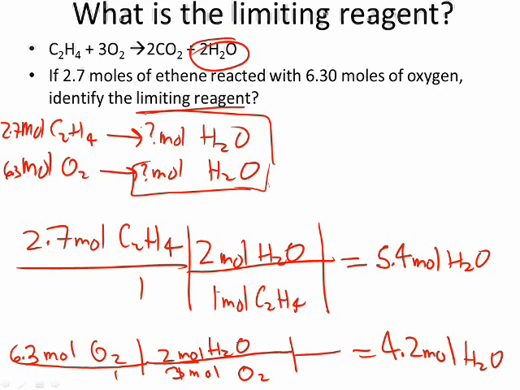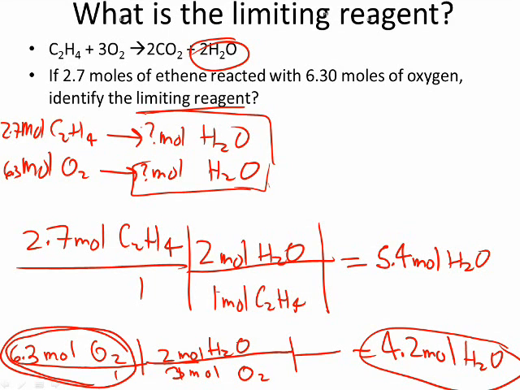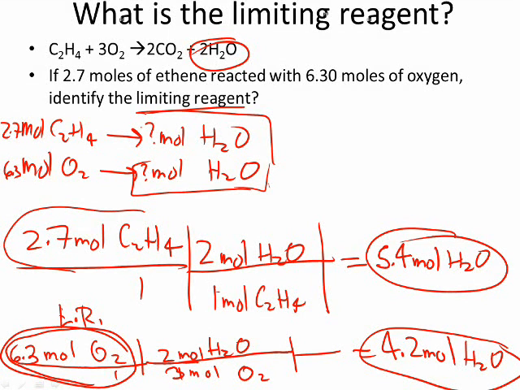So we can see that this is the smallest amount. So the oxygen, that's like the bologna that made the least amount of sandwiches. This is the limiting reagent. It made only 4.2 moles of water. The ethane produced 5.4 moles of water. So oxygen is the limiting reagent because it produced the least amount of water.